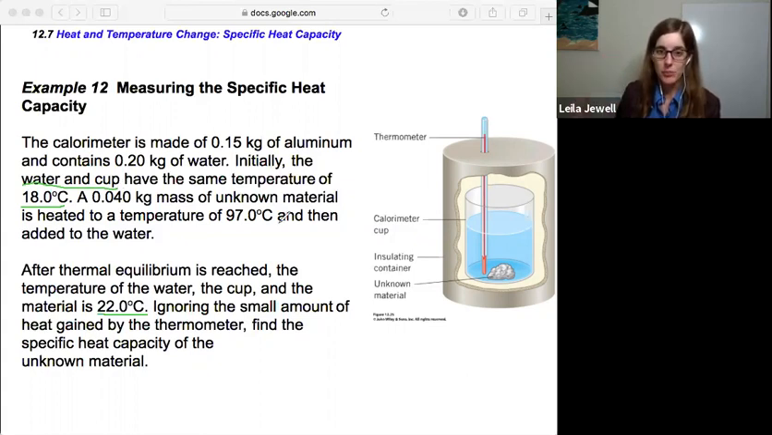Versus this unknown material, which we could call a rock, right? The rock starts out at 97 degrees Celsius and goes down to 22. That's a huge loss of heat. The rock is giving off its heat to the surroundings. So now we can plug that in using our Q equals mc delta T equation on the next slide.